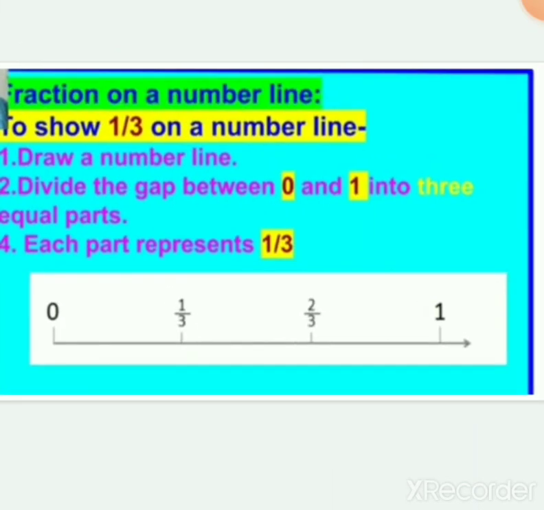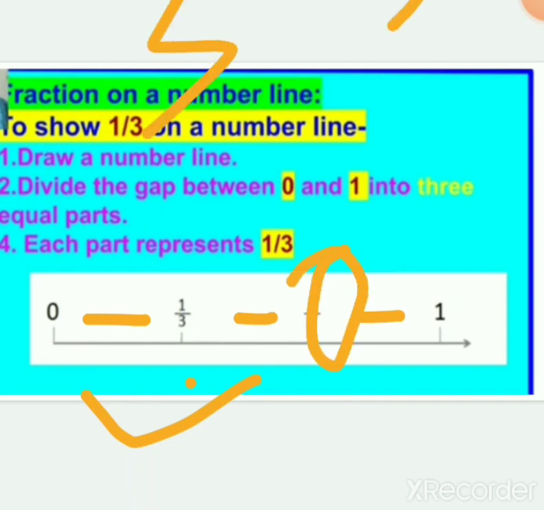Fractions on a number line: to show 1/3 on a number line, draw a number line and divide the gap between 0 and 1 into 3 equal parts, because it is asking for 1/3. So you have to divide the numbers in such a way that it has 3 equal parts. 1, 2, 3. So each part will be 1/3. It is 1/3. Then again add 1/3.